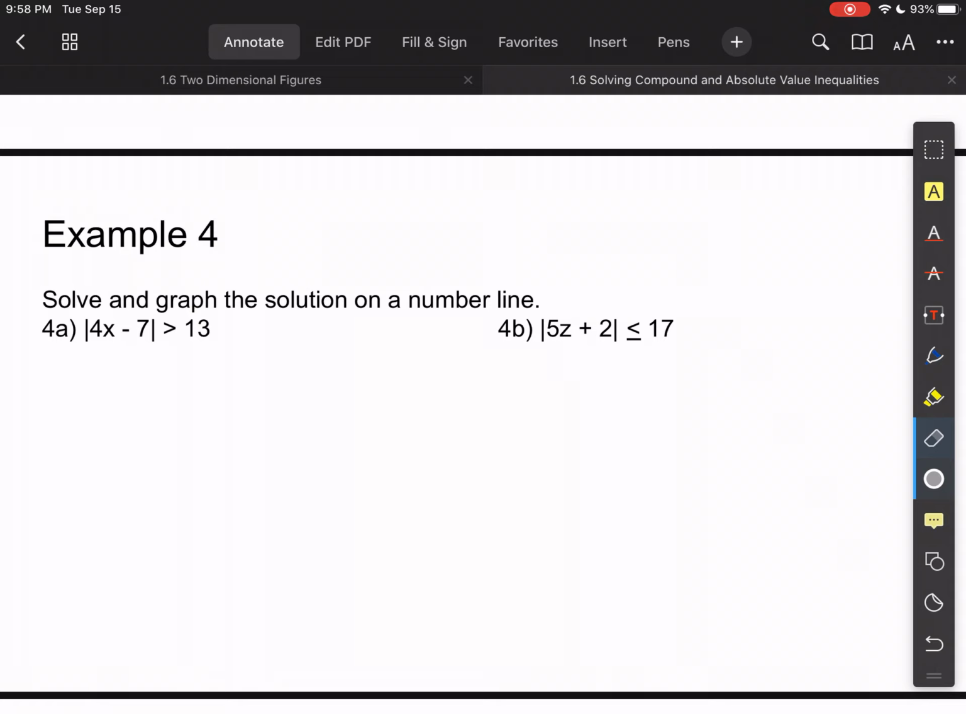Example 4 says solve and graph the solution on a number line. Okay, so if I'm going to solve and graph this solution, I need to go back to my definition of absolute values one more time. This is saying that some distance is greater than 13 on a number line. It does not matter which direction, right? It does not matter which direction.